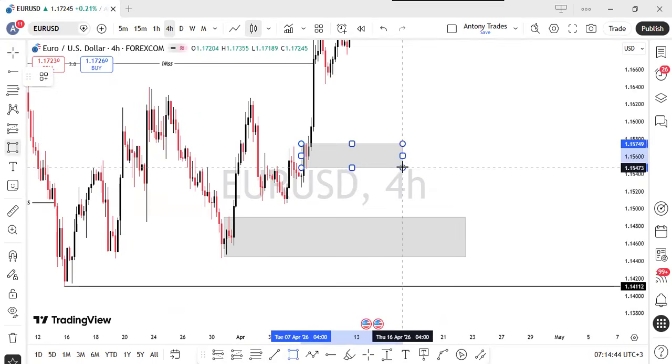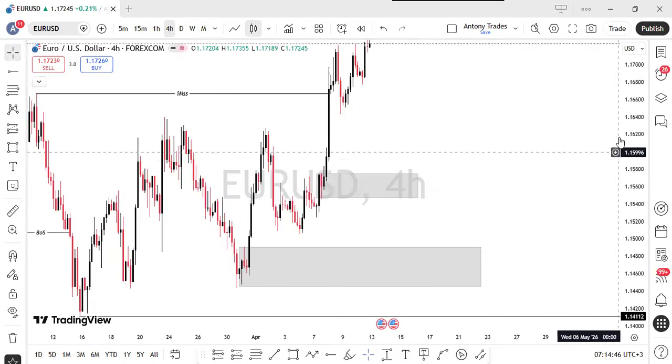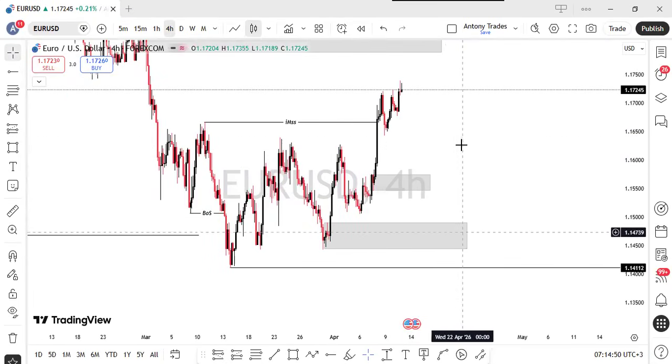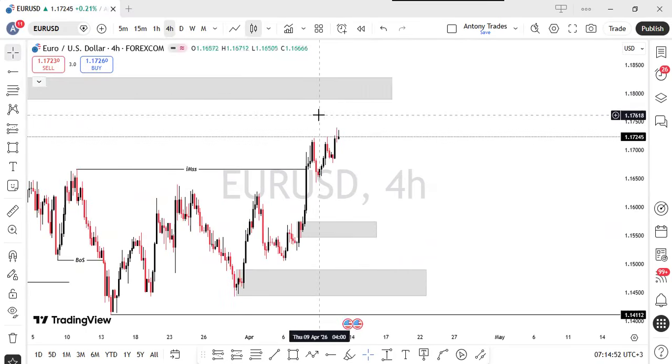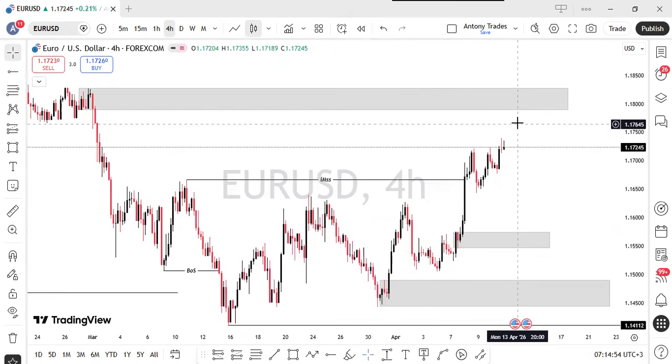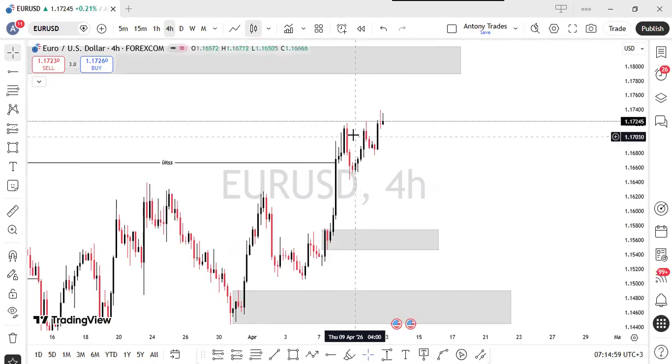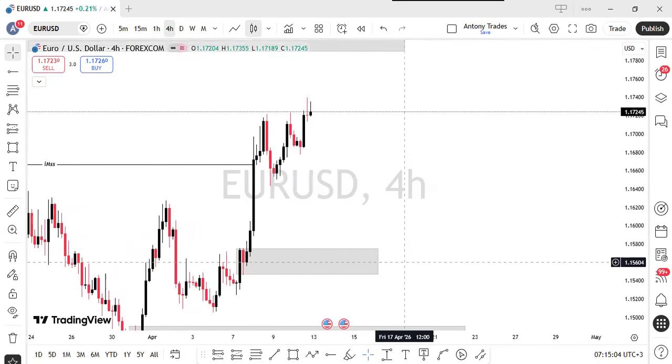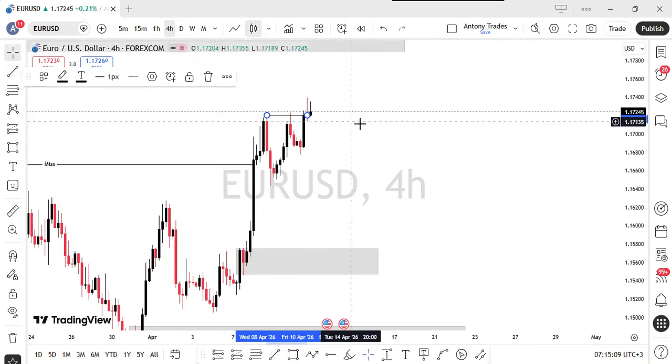We have this flip zone around this area. Then I remember mentioning that I don't expect the Euro USD to give us that deeper retracement before coming to this zone, because we are near to our zone. All right. So now what did we see? We saw the Euro USD trying to give us a small pullback, and now we are having a new break of structure. So we have a break of structure around this area.